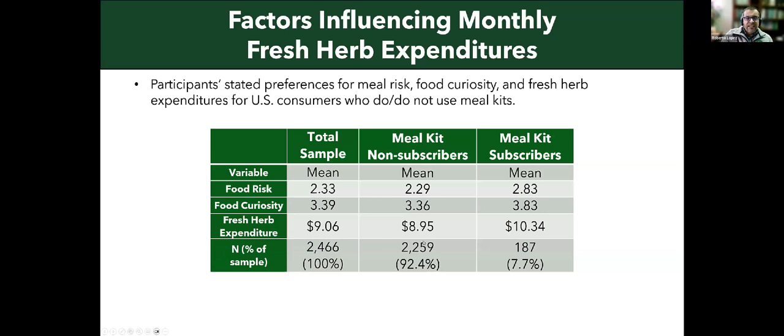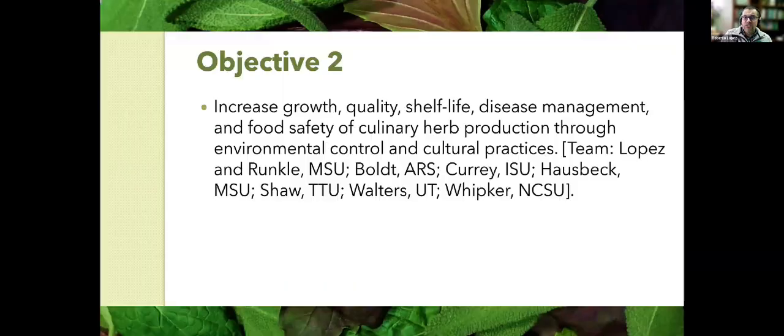So we can see that individuals that subscribe to meal kits are those that are going to spend more on culinary herbs. But of course, they are a very small and niche proportion of the overall market. As we can see here, of those 2,500 participants, only about 187 subscribed to meal kits, and the vast majority of the others were non-subscribers, and they spent on average about $9 per month on culinary herbs. So again, Alicia and Bridget are focusing on a wide variety of factors, which we will share in the near future.